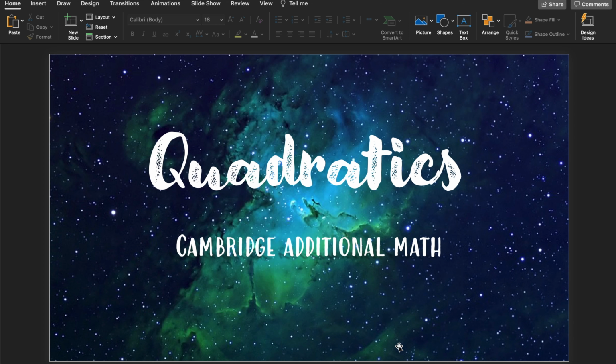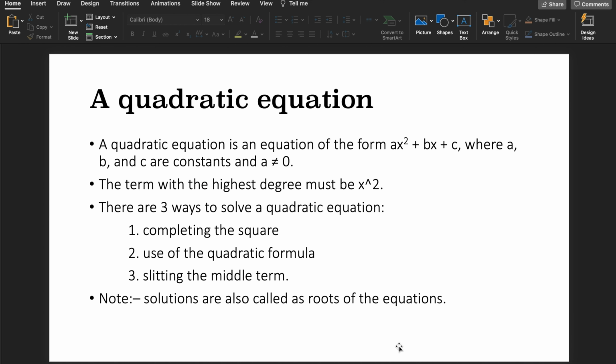Hi, today we're going to be doing Quadratics, Chapter 3 from Additional Mathematics. To start off, we'll discuss what a quadratic equation is. It is any equation that is in the form ax squared plus bx plus c, where a, b, and c are constants, and a is not equal to 0.